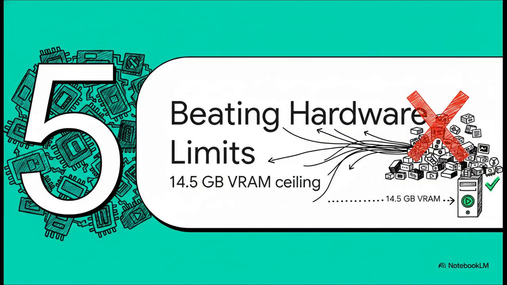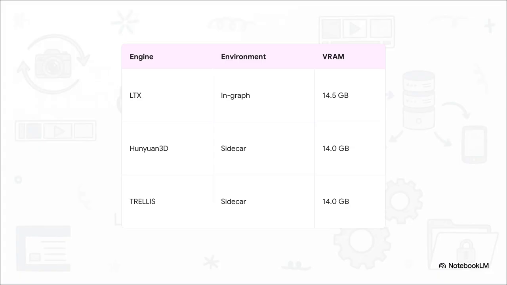Moving into Section 5, beating the hardware limits. This is all about engineering within a strict 14.5 gigabyte VRAM ceiling. We've got massive image generators, 3D mesh creators, and video diffusers all at play here. And if they breach that 14.5 gigabyte ceiling, bam, the whole platform crashes.